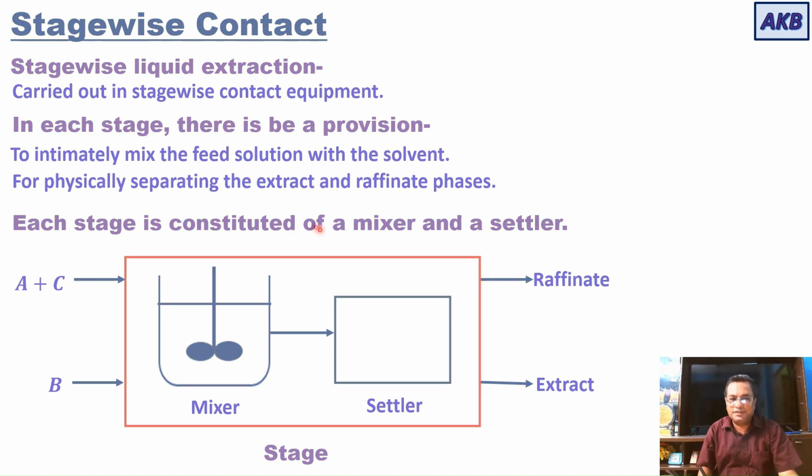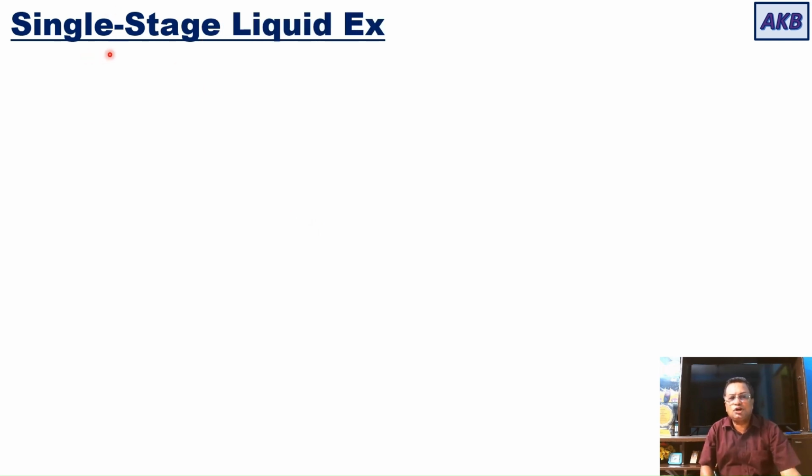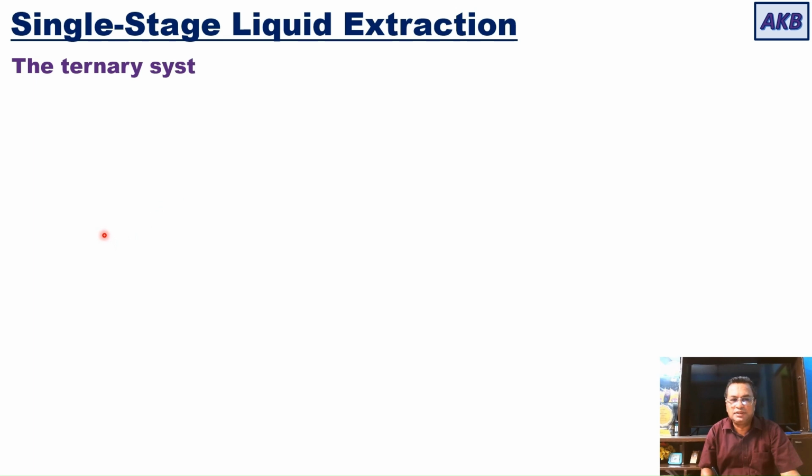Okay, now let us talk about single stage extraction, single stage liquid extraction. For our discussion, the ternary system consists of three components, A, B, and C. Three components in the ternary mixture: component A, component B, component C.